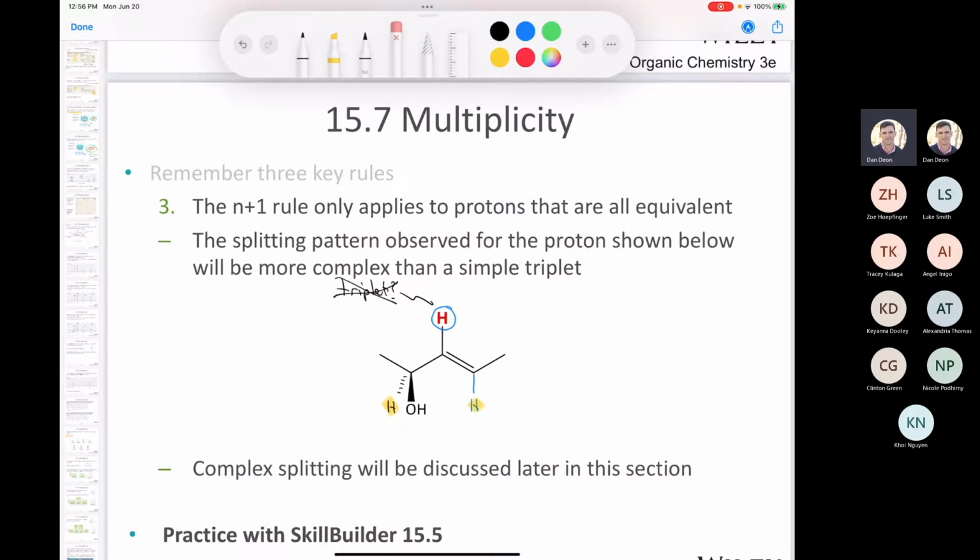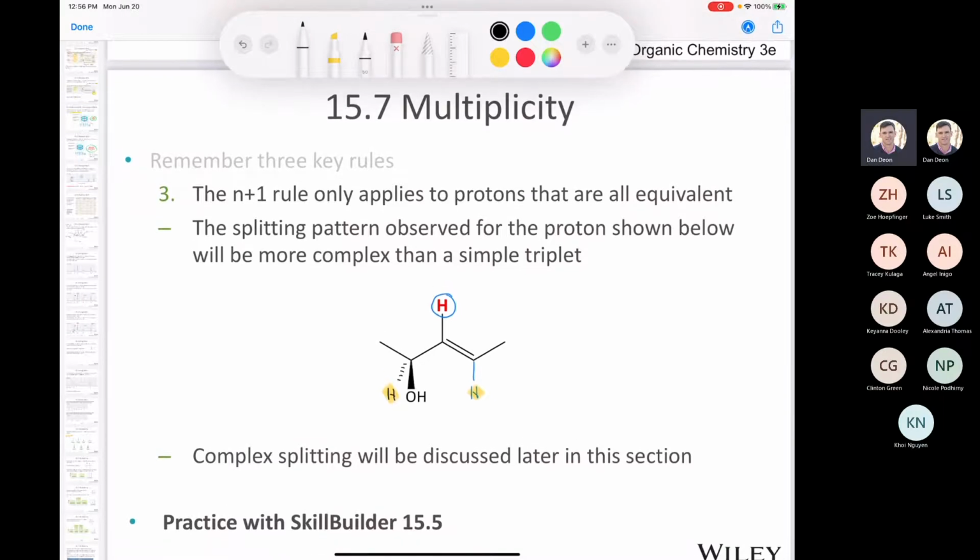Why is that? It's because the proton in black and the proton in blue are not chemically equivalent. They're not identical, so they're going to have different splitting frequencies, or coupling constants, which I'm going to get to in a second. This one is going to split it into two, and this one is going to split it into two, and what we actually get is a doublet of doublets. I'll talk about that more later in this section.